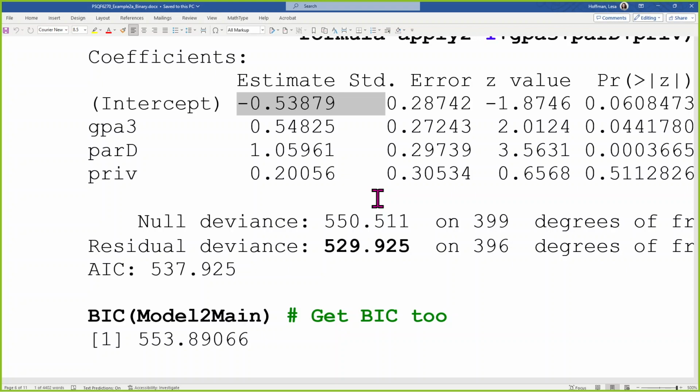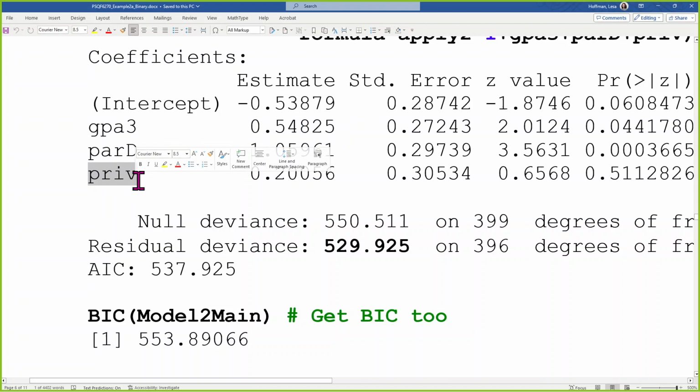The fact that this is negative means we're closer to the 0 side. So my reference person has a logit of negative 0.54, and that person is someone with a GPA of 3, whose parents did not go to grad school, and who went to a public university for undergrad. That's what 0 means in the context of this.